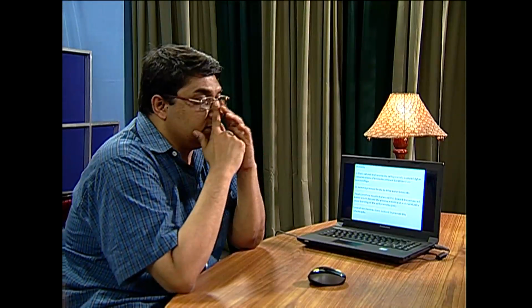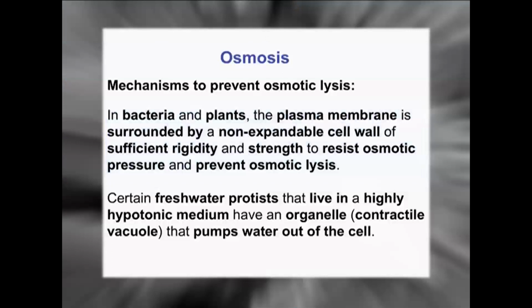Now, normally in the natural environment, a cell encounters, in most cases, a hypotonic solution. So there is always a tendency of the cell to undergo osmotic lysis. The cell must have mechanisms to prevent this osmotic lysis, and there are actually several mechanisms. For example, in bacteria and plants, the plasma membrane is further surrounded by a non-expandable cell wall, which is sufficiently rigid to resist the osmotic pressure and thereby prevent osmotic lysis.